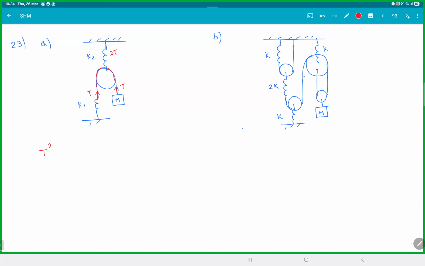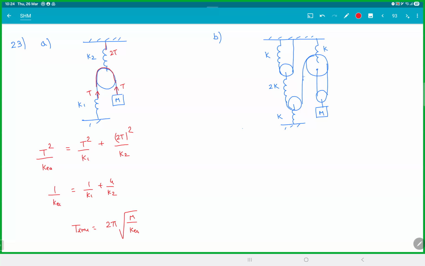Apply the formula T square by K equivalent. So in the K1 spring, tension is T only, so T square by K1. In the K2 spring, the tension is 2T, so (2T) square by K2. There, you're done. So 1 by K equivalent is 1 by K1 plus 4 by K2. The time period will be 2 pi root over M by K equivalent. Substitute and you'll get the answer.